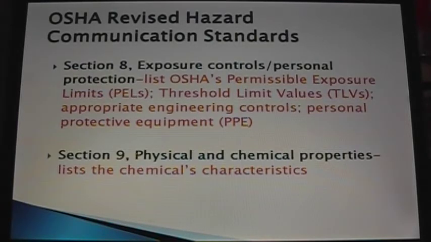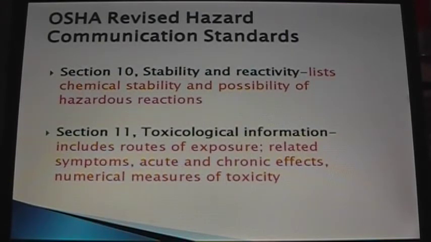Section 8, exposure control, personal protection. The most important part here is the personal protection. This is where you would look to see if you need to wear gloves, a mask, goggles, etc. It also has permissible exposure limits, threshold limits, appropriate engineering controls. Section 9, physical and chemical properties, lists the chemical's characteristics, what it looks like. Section 10, stability and reactivity, lists chemical stability and possibility of hazard reactions. Section 11, toxicology information includes routes of exposure, related symptoms, acute and chronic effects, numerical measures of toxicity.